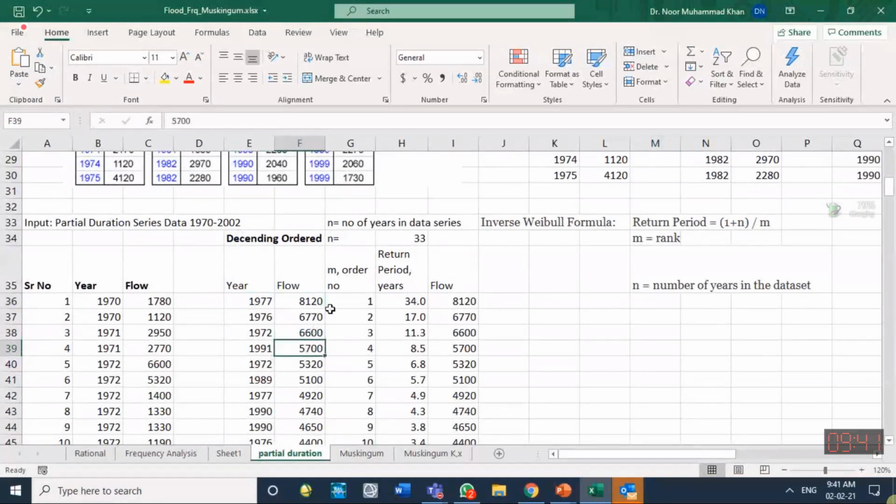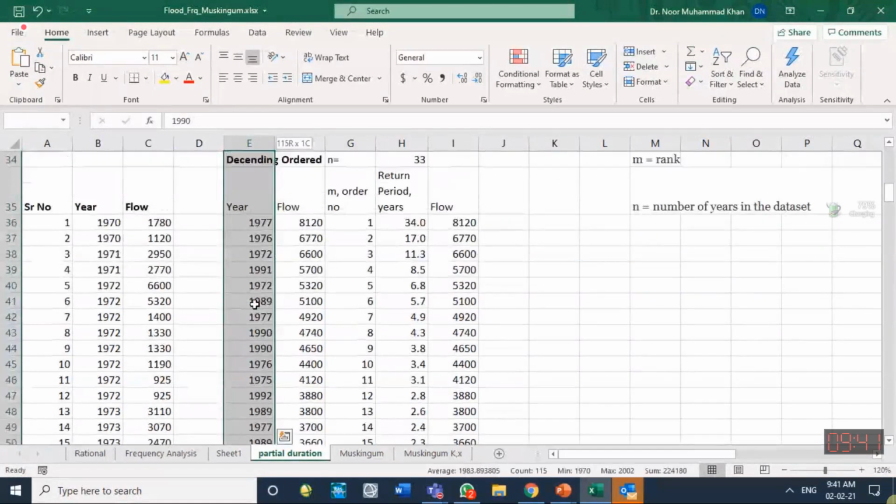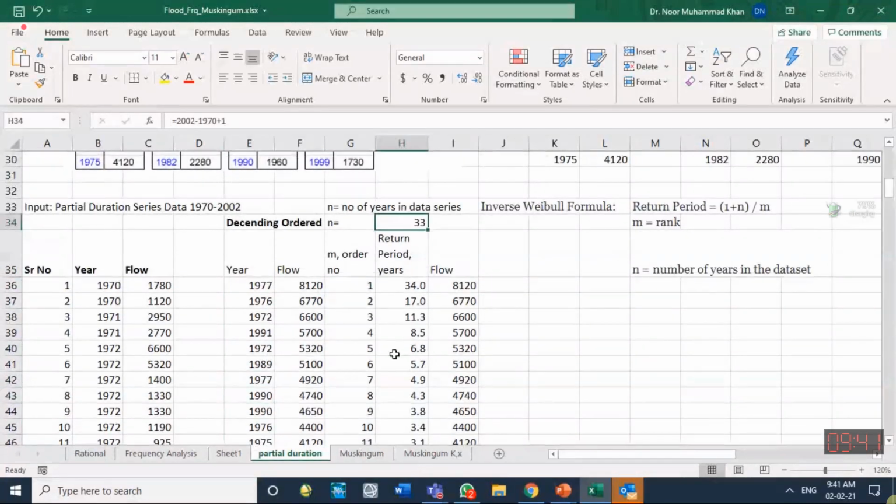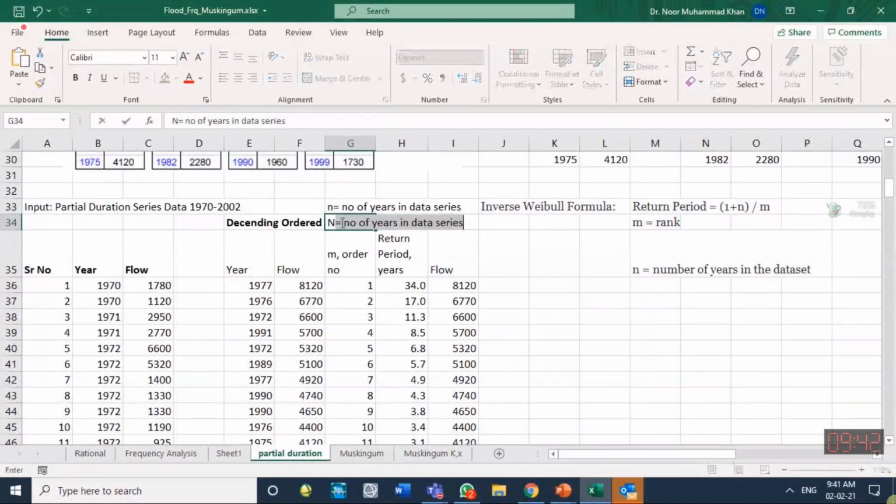Sort them in descending order, and then calculate the m value for them. The M value should be taken as the total number of years of that record. N value should not be the total number of records. The total number of records in a partial duration series is, let us say, 113 data points, but this is data of 33 years. So N should be the number of years for which this data is there.